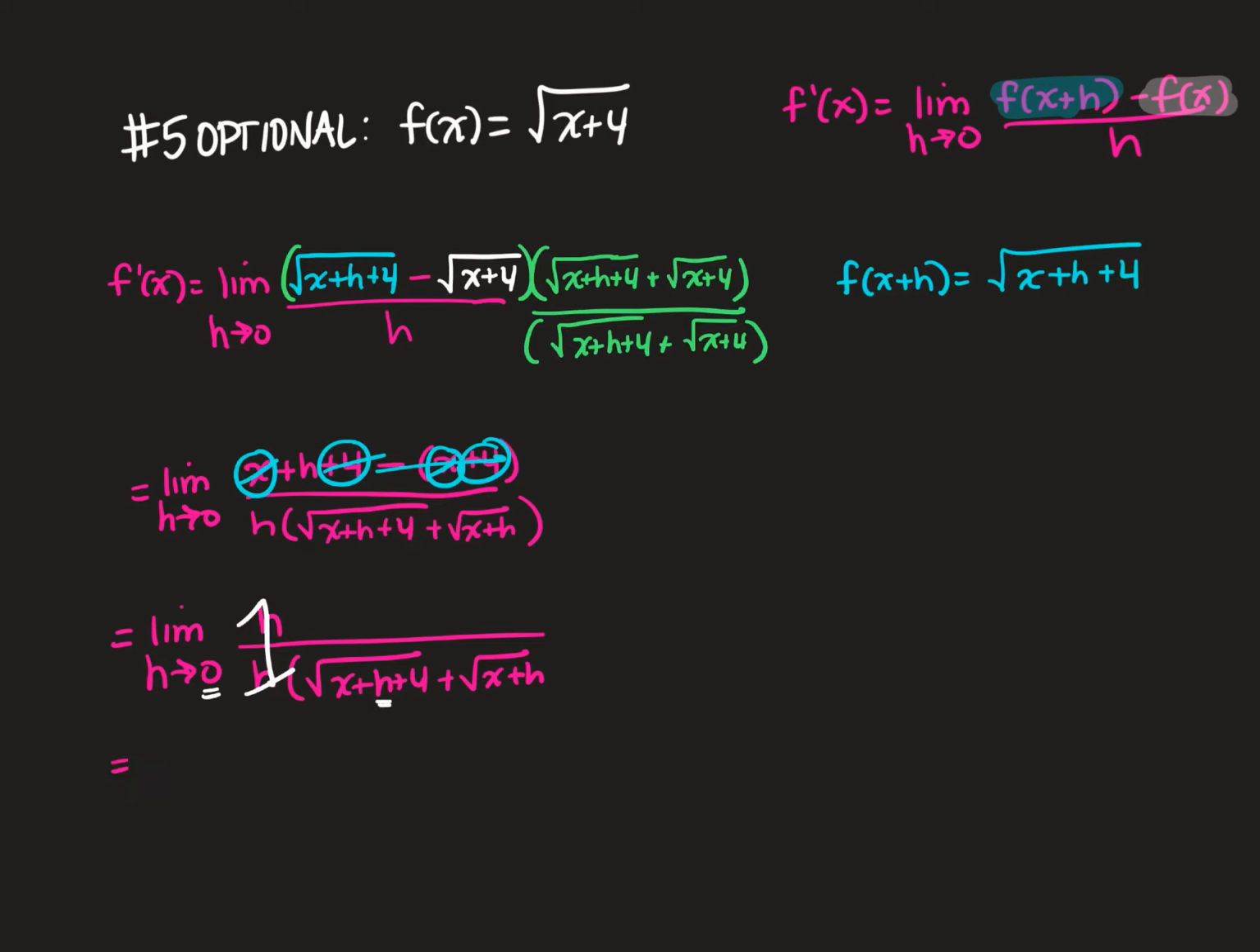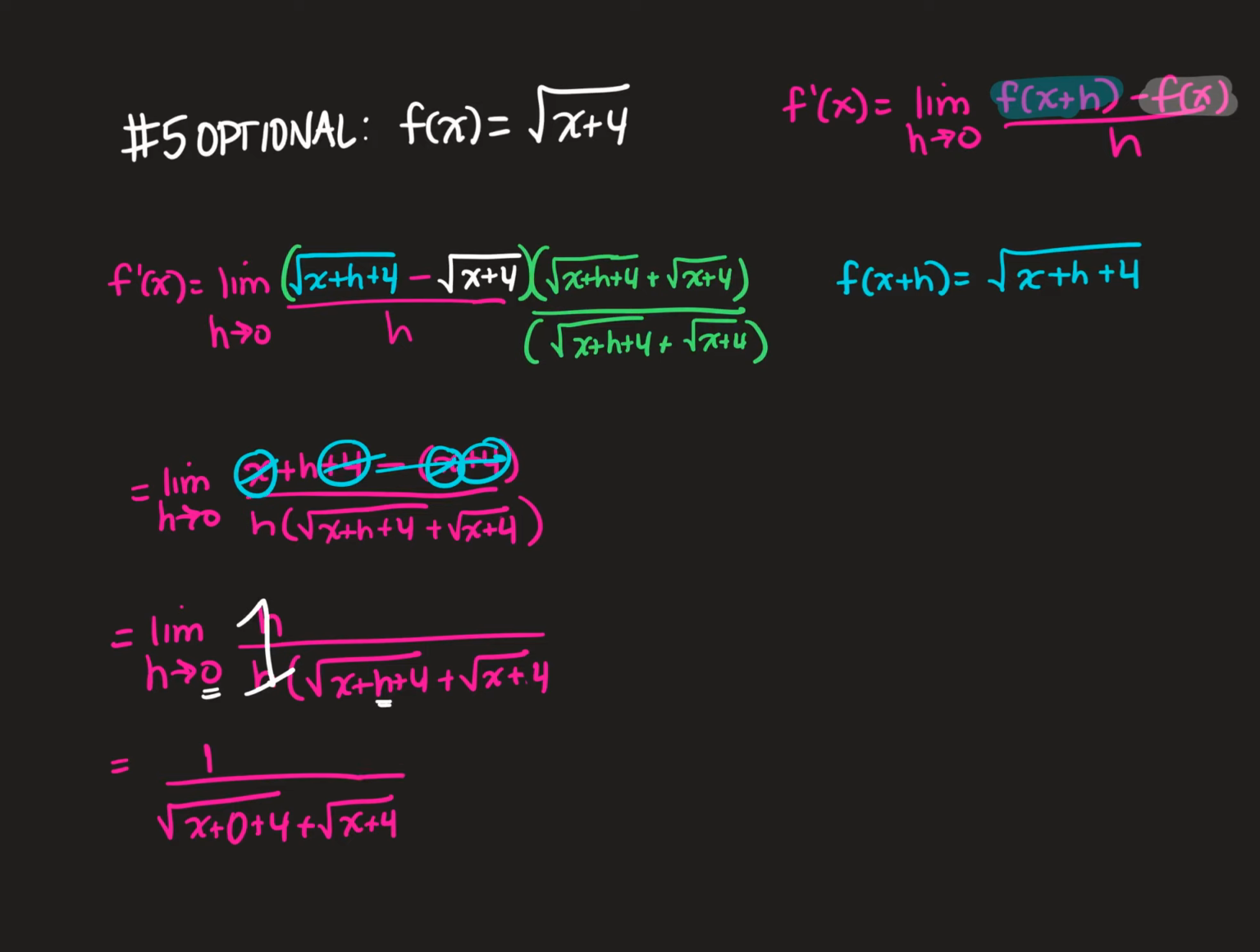So I've got 1 over the square root of x plus 0 plus 4 plus the square root of x plus... I miswrote that up there, didn't I? That would be x plus 4 here. Let me fix that real quickly because that makes a difference. X plus 4.